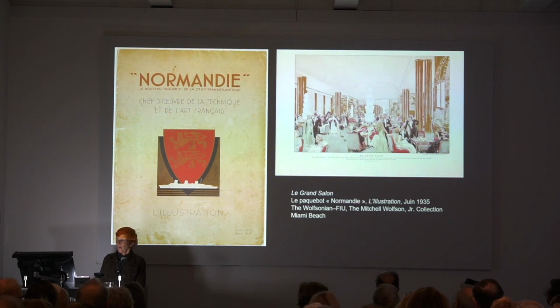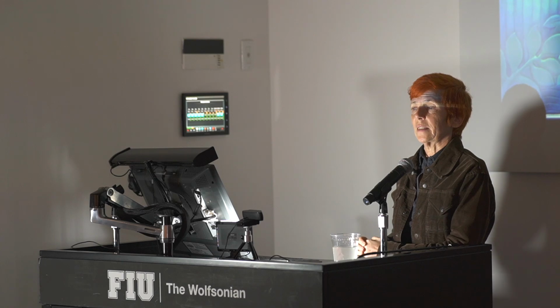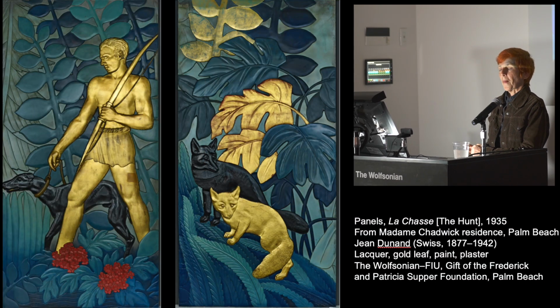And here again the same grand hall, Le Grand Salon, which was decorated by Jean Dunand. We have seen before the lacquered panels of Jean Dunand inside the Ambassade Française, but these were the decorations that you could see inside the Grand Salon in the Normandie boat. These two panels are instead in our collection, and it's again how Art Deco spread in the United States.